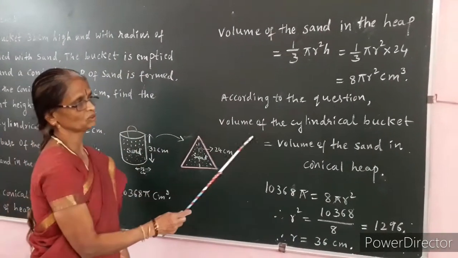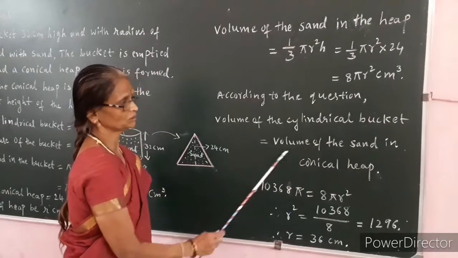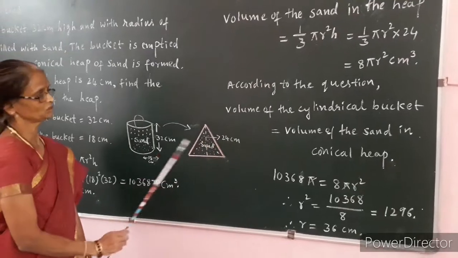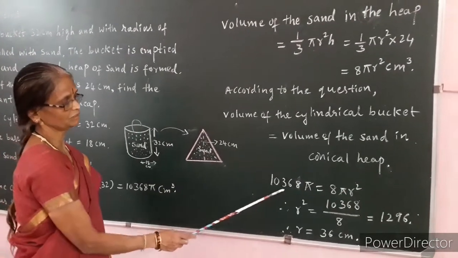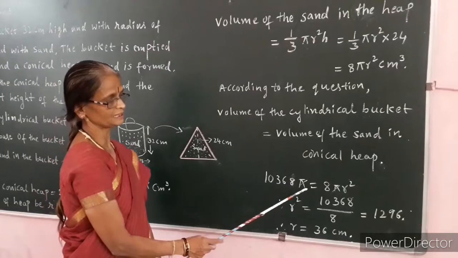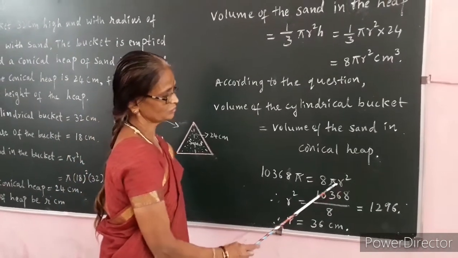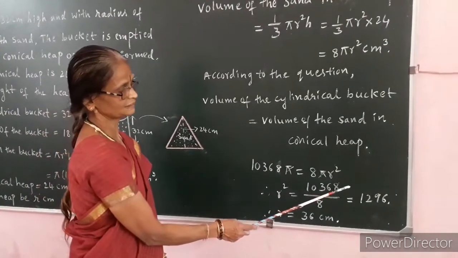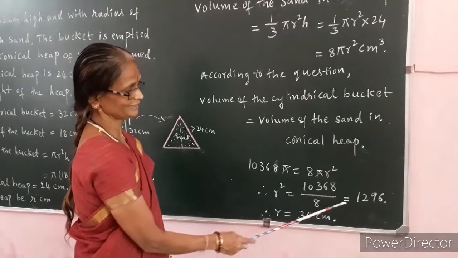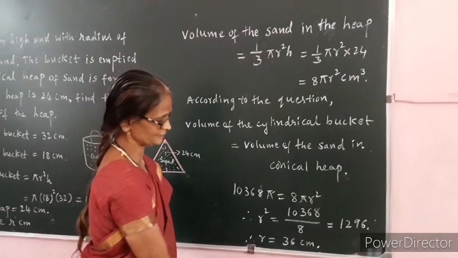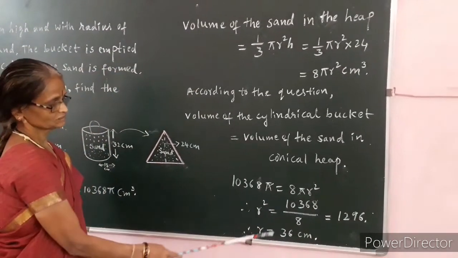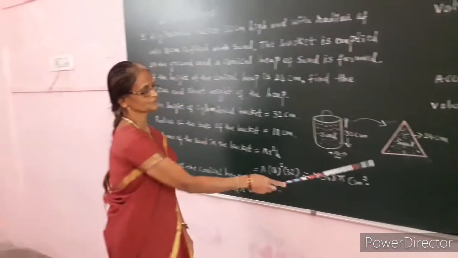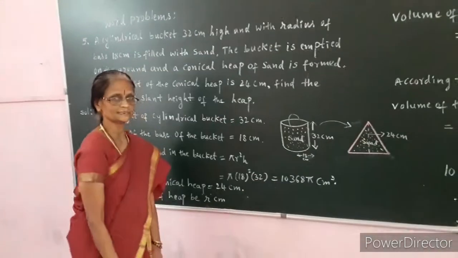According to the question, volume of the cylindrical bucket equals the volume of the sand in the conical heap. I have to equate the volume of the cylindrical shape and conical shape. It gives 10,368 pi equals 8 pi r square. Pi gets cancelled. Therefore r square equals 10,368 by 8, equal to 1,296. Take out the square root. Therefore r equals 36 centimeter. Therefore radius of the heap of the sand is 36 centimeter.